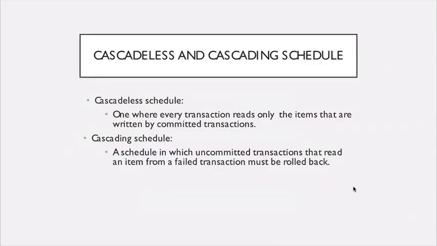Now, as I said, we do not want cascading rollbacks. So we have another classification of schedules, that is cascadeless schedule and cascading schedule. A cascadeless schedule is one where every transaction reads only the items that are written by committed transactions. So in that case, you don't need to have your cascading rollback. And a cascading schedule is a schedule in which uncommitted transactions that read an item from a failed transaction must be rolled back.